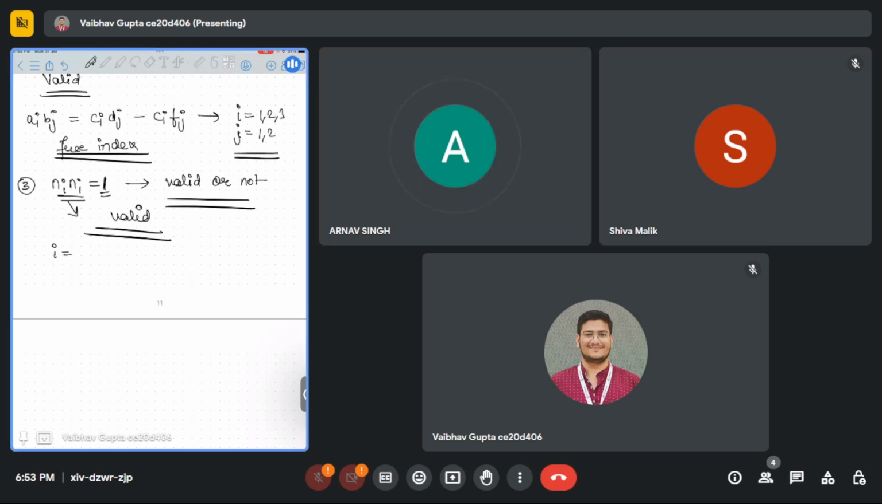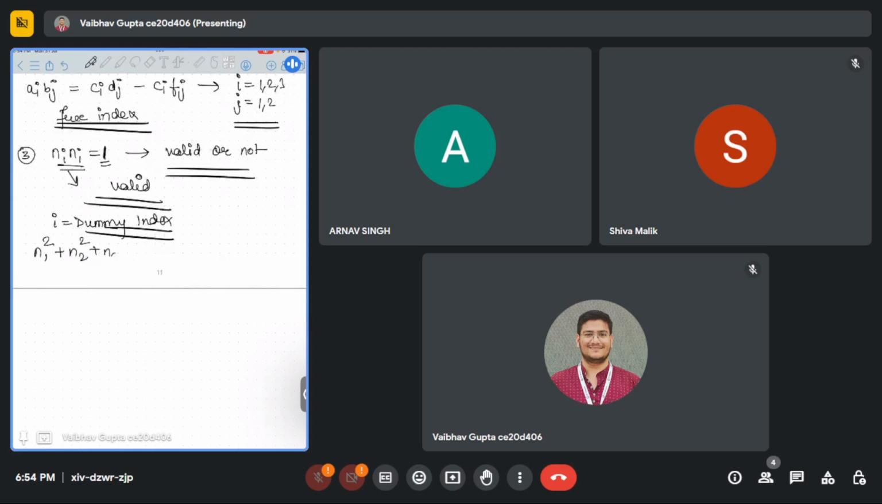See, I is repeating twice on the same side. Yes, sir. So what is it? Dummy index. It's okay. So now you have to sum I from 1 to 3 automatically. So it's nothing but n1 square plus n2 square plus n3 square is equal to 1. The expression is originally like this, but we have cut it short to this. You got the point?